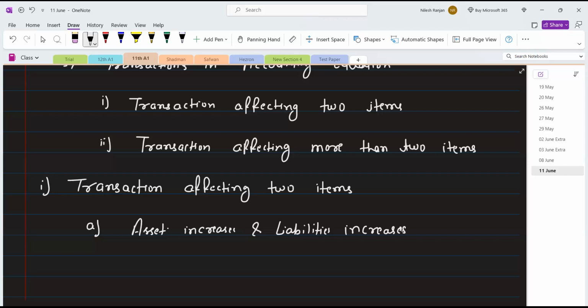The transactions which increase our asset and also the liabilities. Yes, one asset will increase and the other liability will increase.